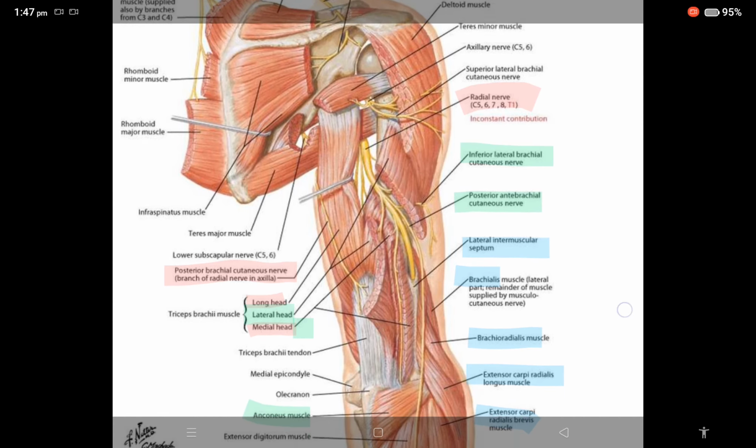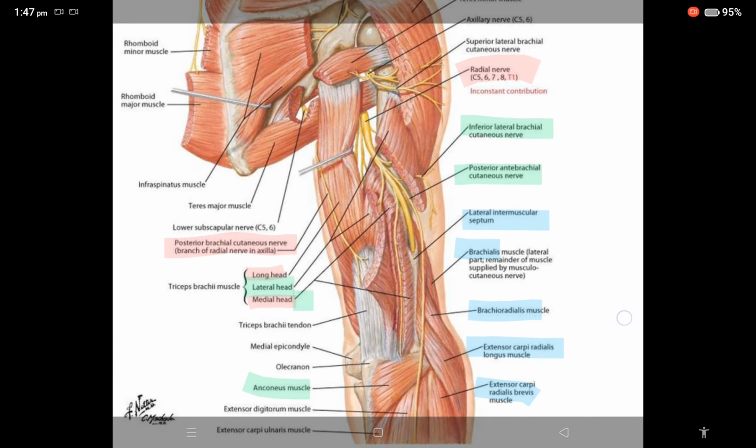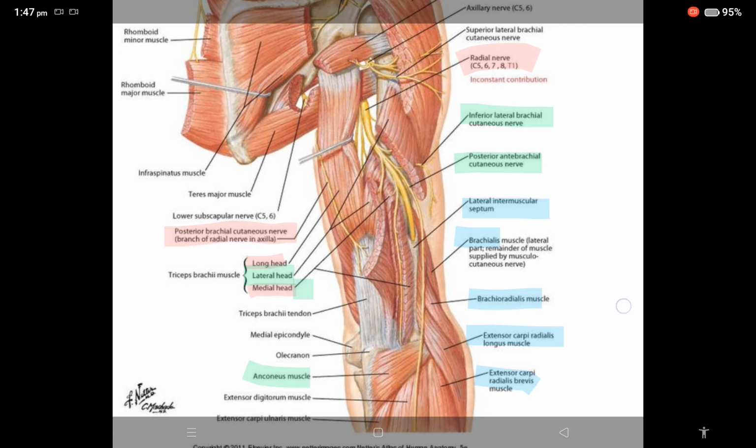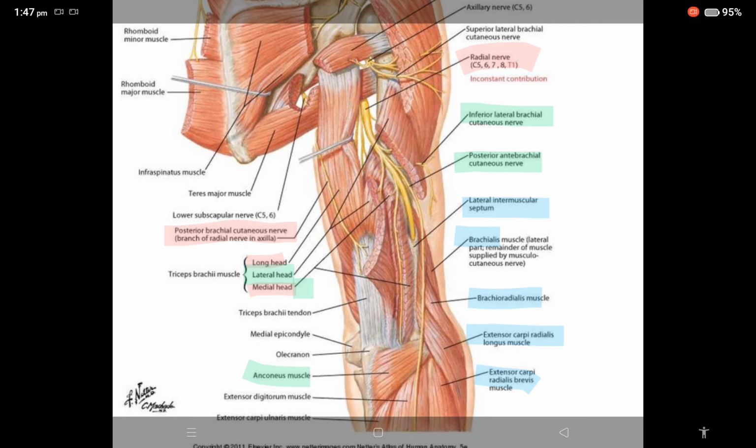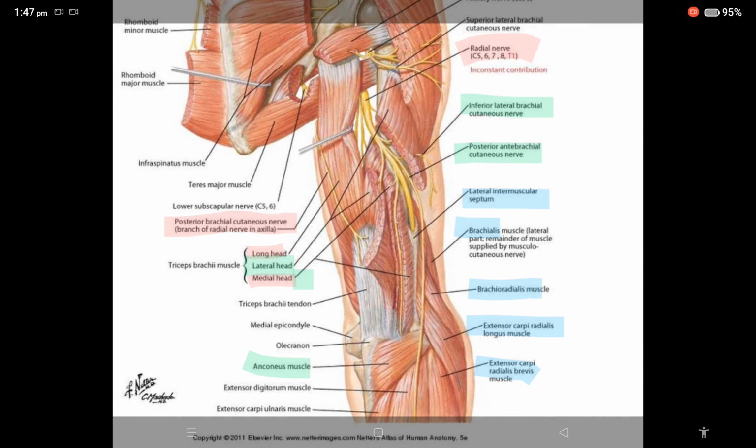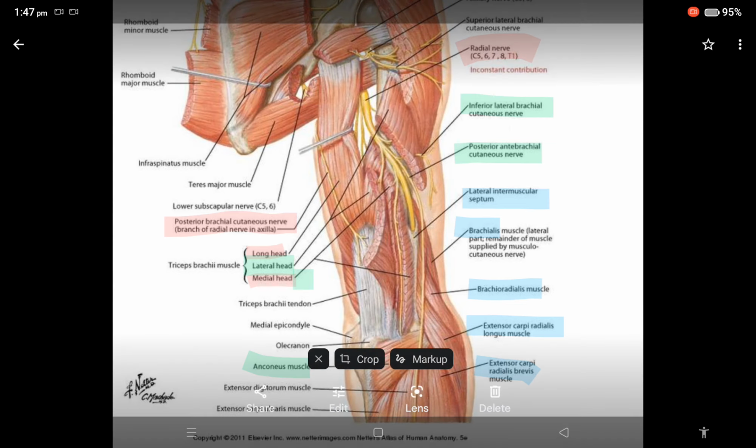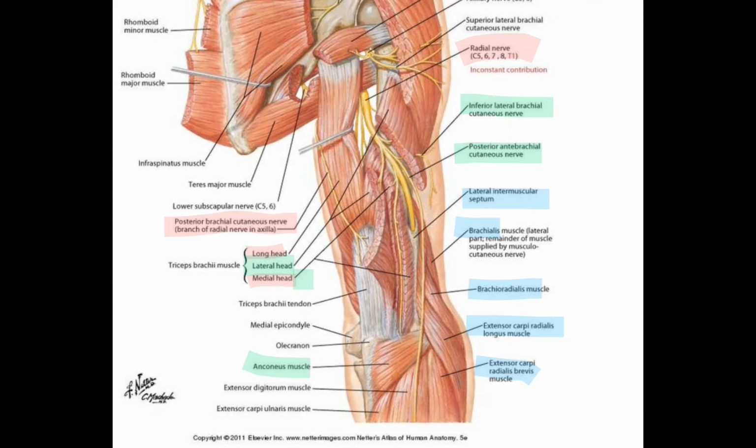Then it comes in the radial groove region. In the radial groove region, it gives a branch to the lateral head of the triceps, and also a branch to the anconeus, this long branch to the anconeus muscle lying on the medial side. And it gives sensory branches to the inferior lateral cutaneous nerve, that is for the inferior part of the arm, and the posterior antebrachial cutaneous nerve, that is for the posterior of the forearm.